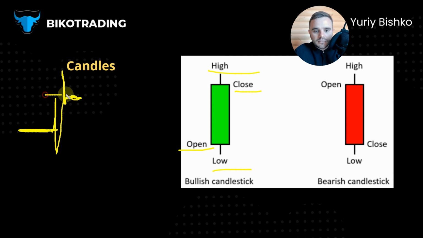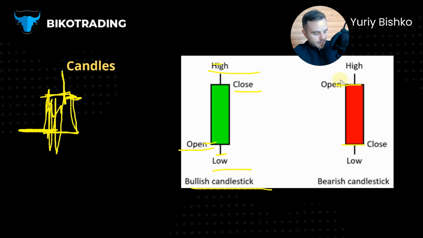And after that, it creates such a body. It shows you the lowest price of that period, the highest price, where it opened and where it closed. Quite often, we have a bullish candle. In most trading platforms, bullish candles are marked by green. Red candles, in most trading platforms, are bearish downward candles.